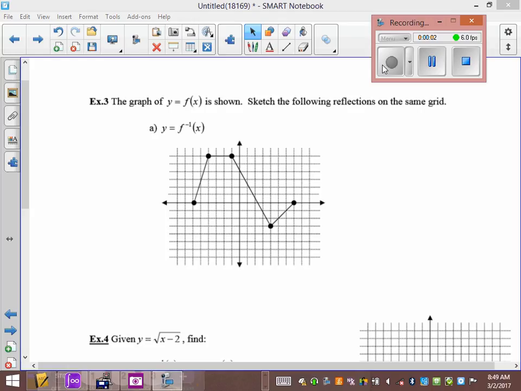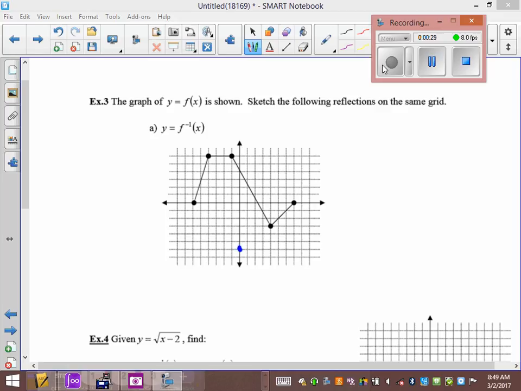So if we want to find the inverse of this graph, what do we do with our points? Your x's and y's become what? Flipped. So the y becomes the x, and the x becomes the y, right? That's what inverses are. Your input becomes your output, and your output becomes your input. So (-6, 0) is going to become (0, -6).